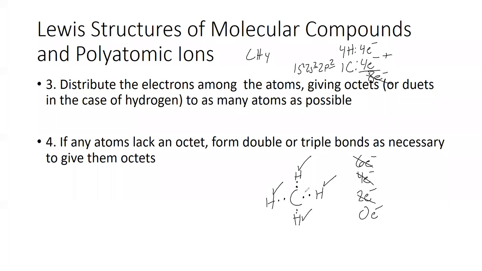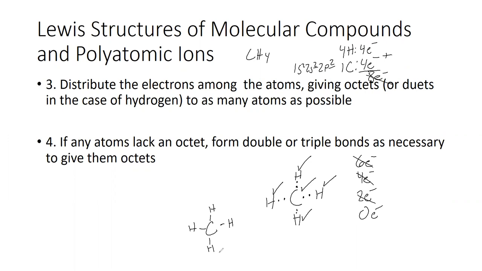Now, let's see for carbon. Carbon has 2, 4, 6, 8 electrons around it as well. So carbon is satisfied because it made an octet. So the molecule of CH4, using lines instead of dots, looks like that.